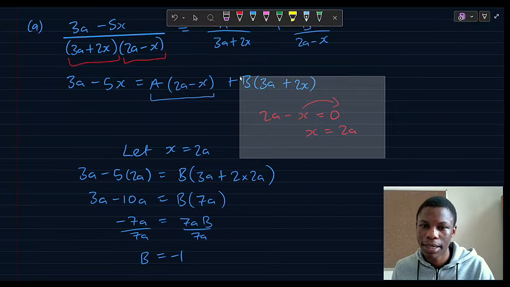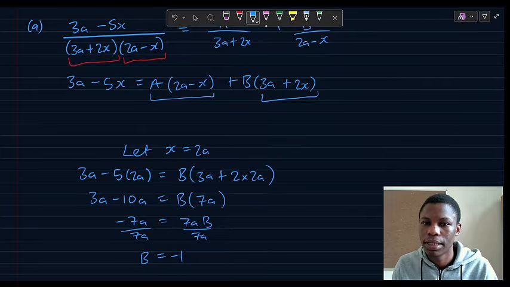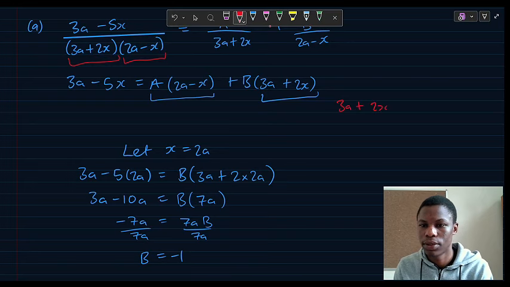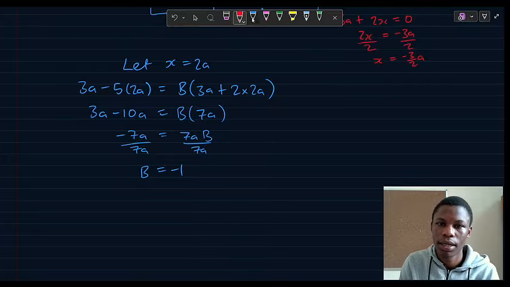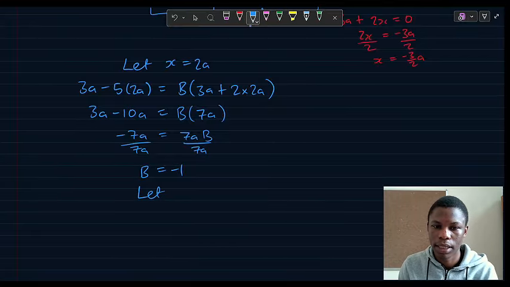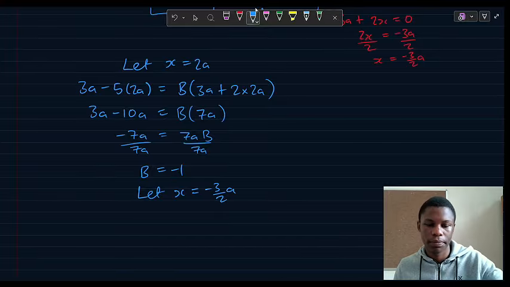And we'll use the same idea, but this time for the b bracket, to say what value of x will make this bracket 0. So 3a plus 2x is equal to 0. Then you solve for x. 2x has to be minus 3a. Divide both sides by 2. So x has to be negative 3 over 2a. So we can say let x equal negative 3 over 2a.